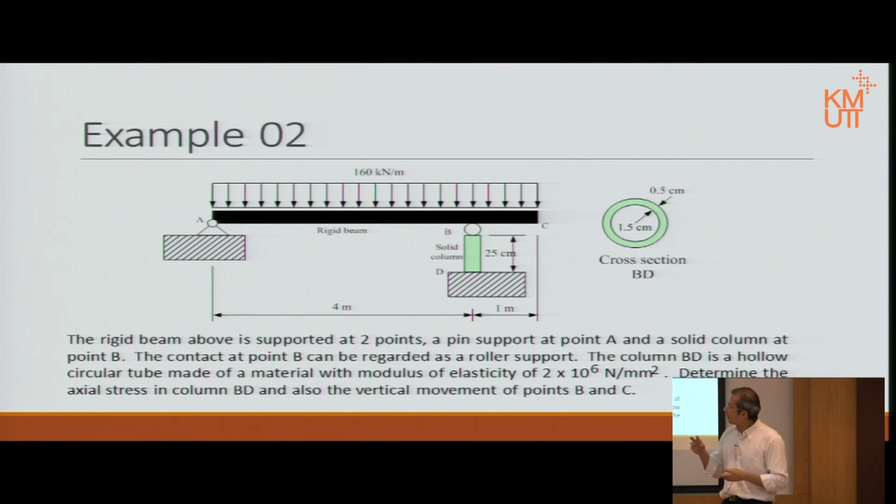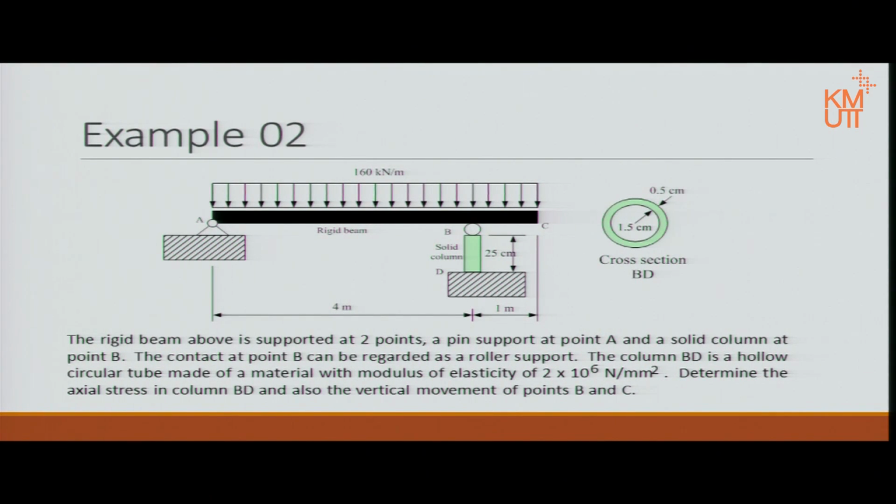So basically, imagine this. When you press the beam down, according to mechanics, there will be reactions happening at point A and point B. Notice point B simulates a roller support, meaning only one reaction there. But point D is a fixed one. There is also the modulus of elasticity of the column. What we want to know here is the stress in column BD, that column there, and also the vertical movement of point B and point C. Let's see how we're going to go through it, shall we?